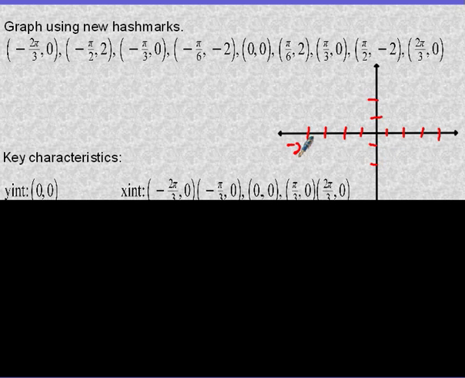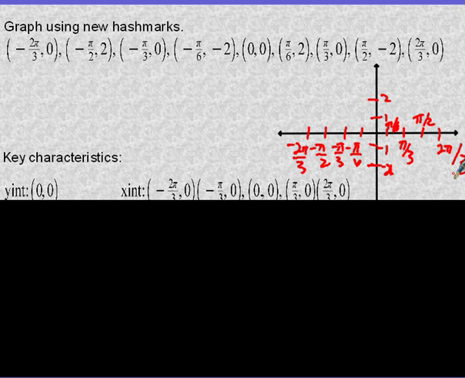So this is going to be -2 pi over 3, negative pi over 2, negative pi over 3, negative pi over 6. Make sure you label your scales. Whoops, that's not right. Going the wrong way there. So -2, -1, 1, 2, and then this becomes pi over 6, pi over 3, pi over 2, 2 pi over 3.